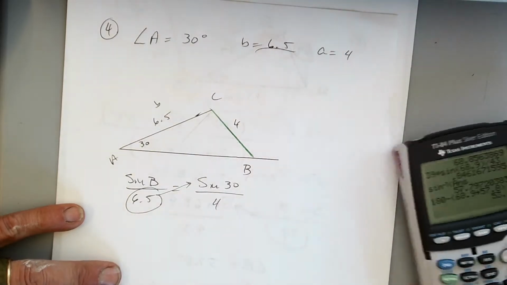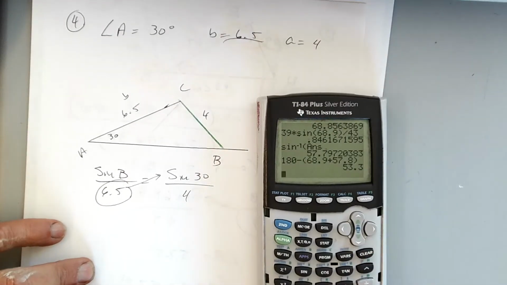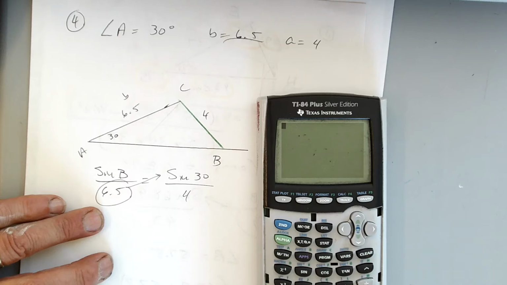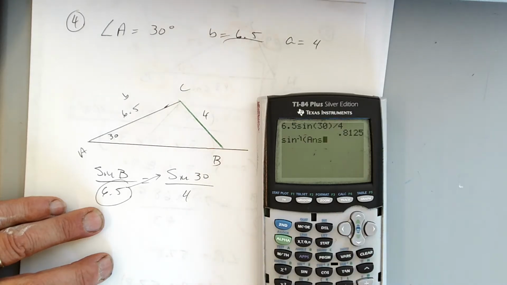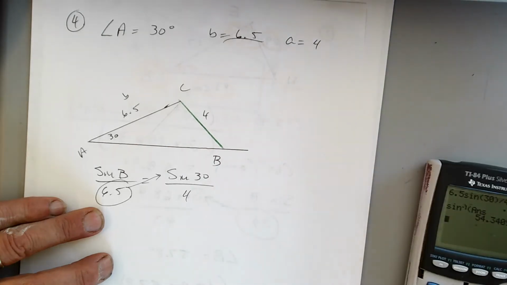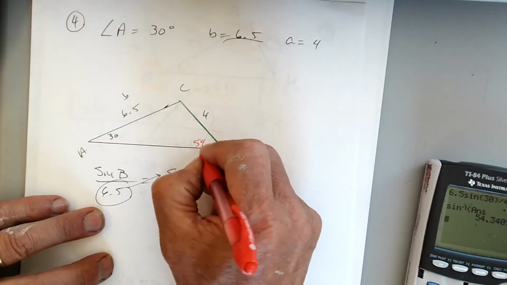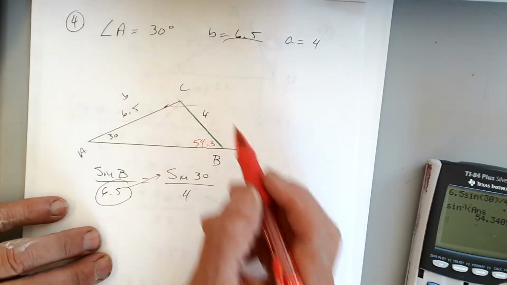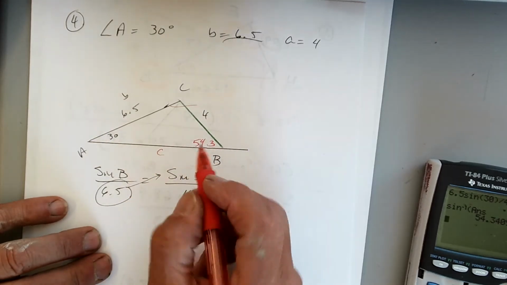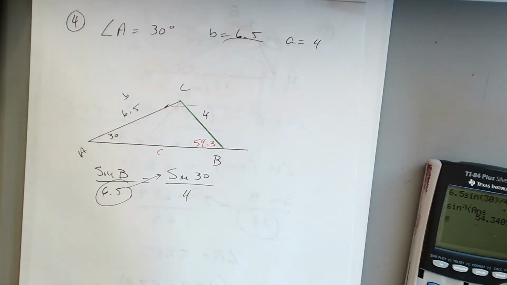Multiply that up. I am going fast. I'm doing that on purpose because I want to get this done so you can watch it, okay? 6.5 sine 30 divided by 4. I get a decimal. Of course, I get a decimal. Sine inverse that answer, and I get about 54.3. Okay, so put that in there, 54.3. And then I will let you continue. You can get the angle, and then you can get the side C by the law of sines. But I want to move on and talk about the other triangle.